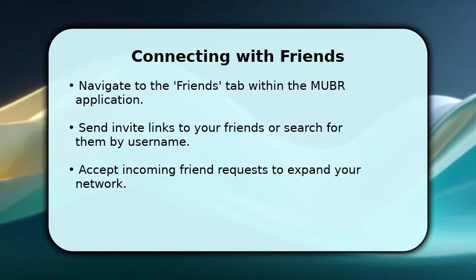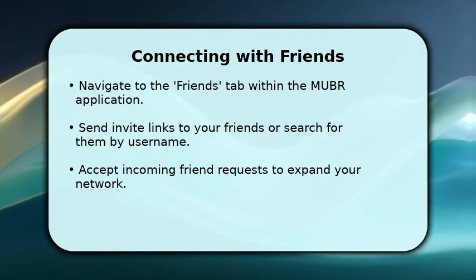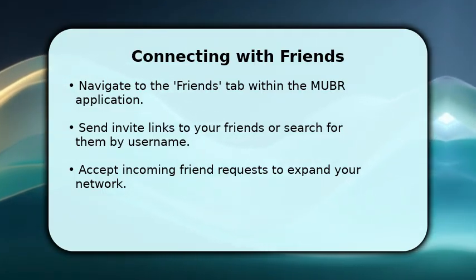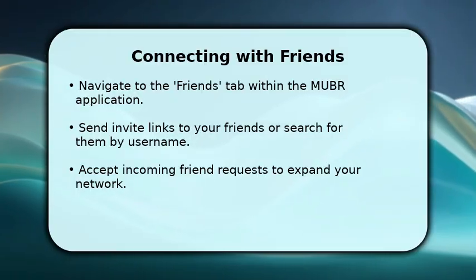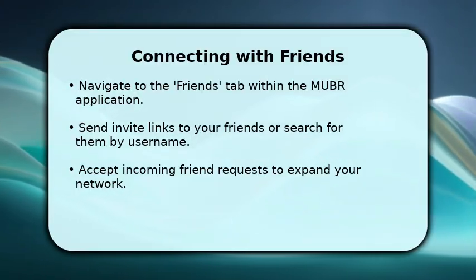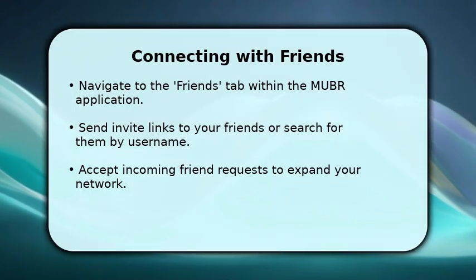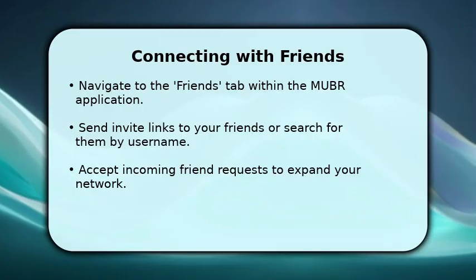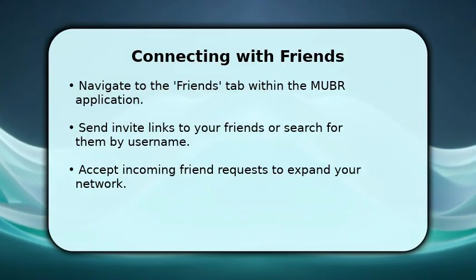Now that your account is ready, let's connect with your friends. Head over to the Friends tab located at the bottom of the app screen. From there, you can easily send invite links to your friends through various messaging platforms, or you can search for them directly using their MUBR usernames. Remember to accept any incoming friend requests to ensure you can see their listening activity and share your own.